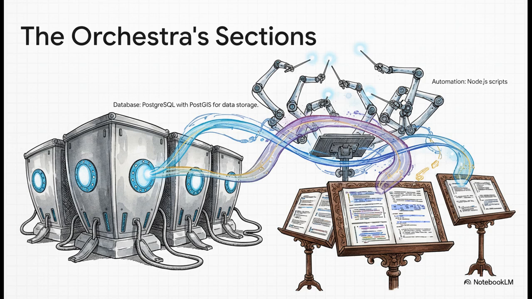You've got the database. Think of it as the string section, using PostgreSQL with a special geospatial tool called PostGIS. Then you have the automation scripts. That's the conductor's baton, right? Directing the whole workflow. And the entire performance is guided by a musical score that a computer can read, which lays out every single step with absolute precision.